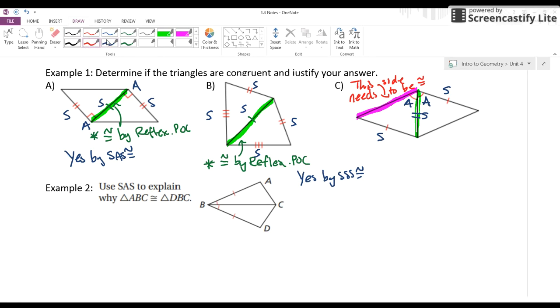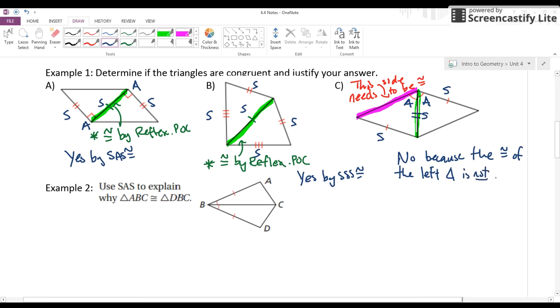So this one was a tricky one. This is no, because the congruent angle of the left triangle is not the included angle, right? So that one's a bit tricky. If you have questions on that, definitely ask in class.